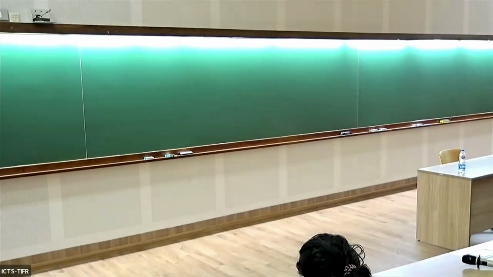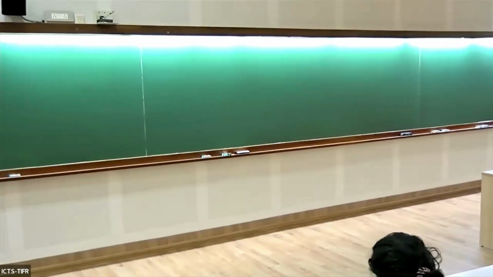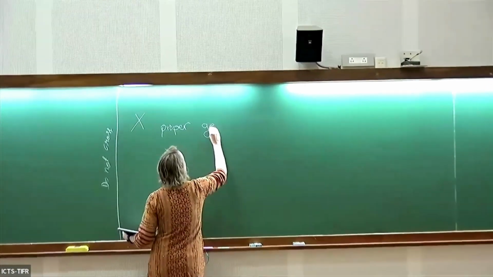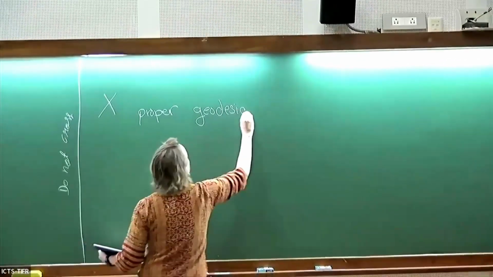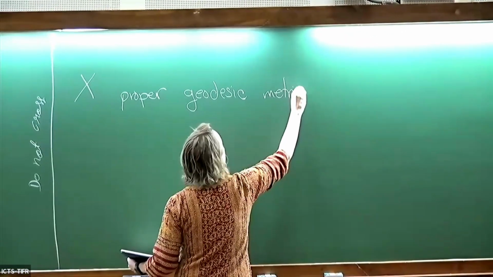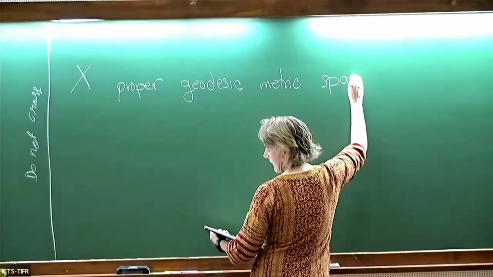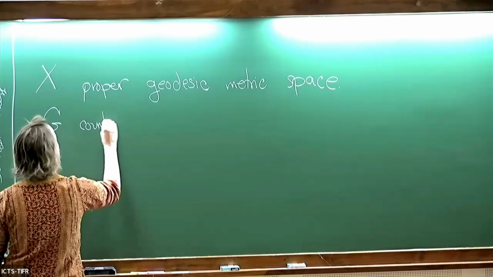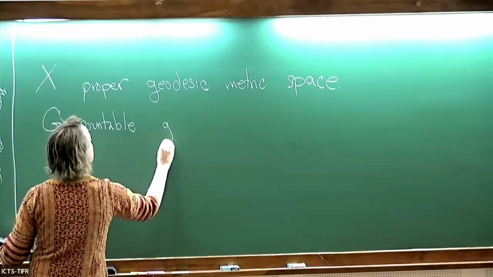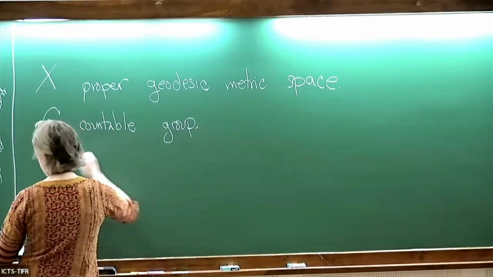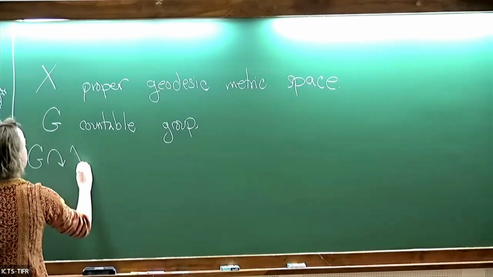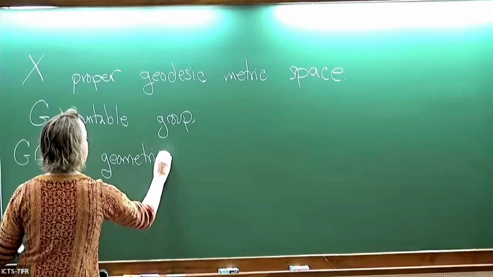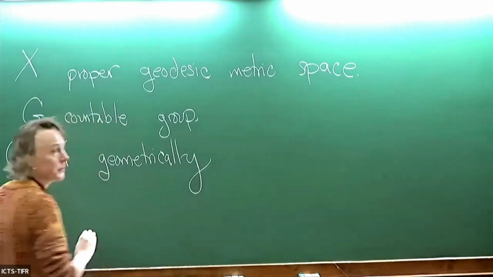Okay, so we're going to let X be a proper geodesic metric space. And G is going to be a countable group. Okay, and G acts on X geometrically. So these are the basic objects I'm going to be considering.